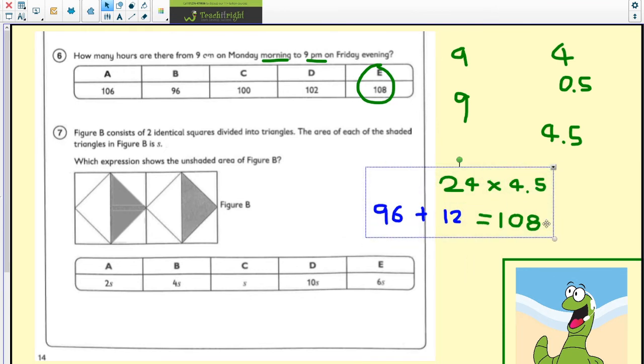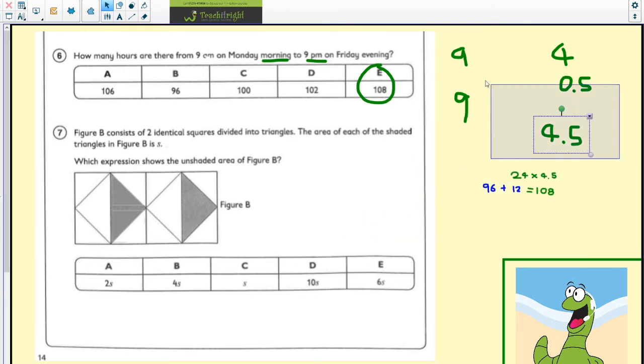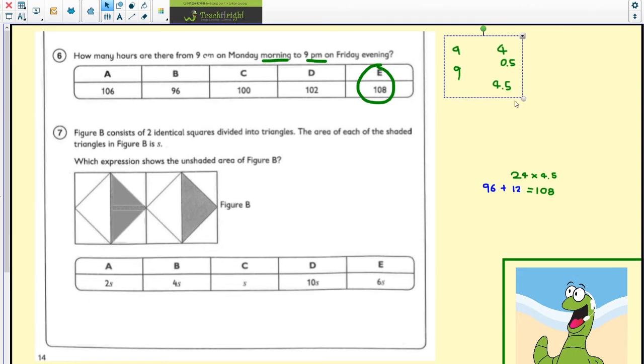Right, let's shrink that. Let's make some room. And that was going from 9. Oh, well, let's not write that now. But it was going from 9 a.m. There's the important bit.